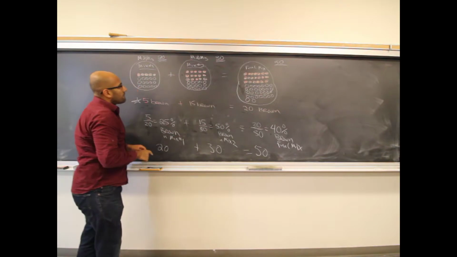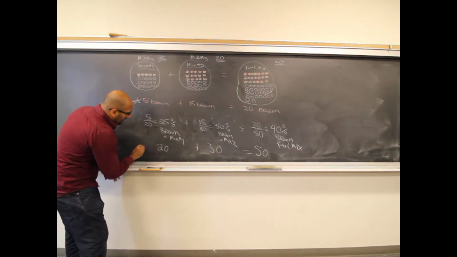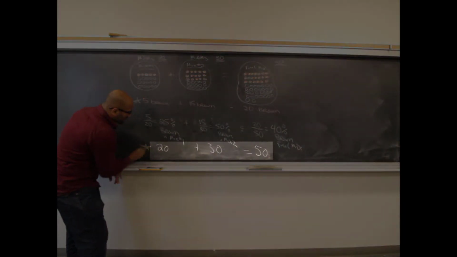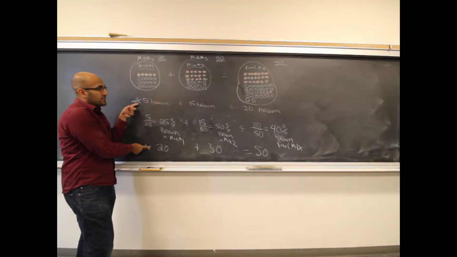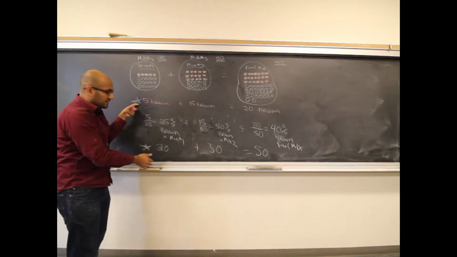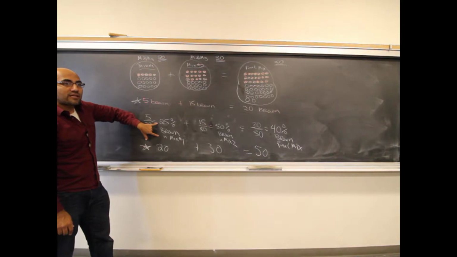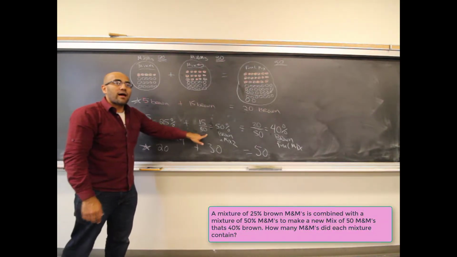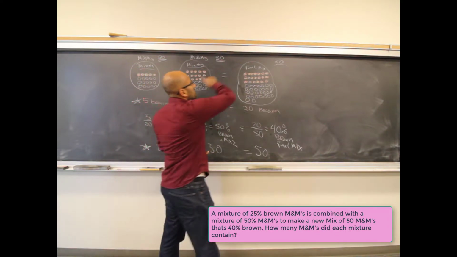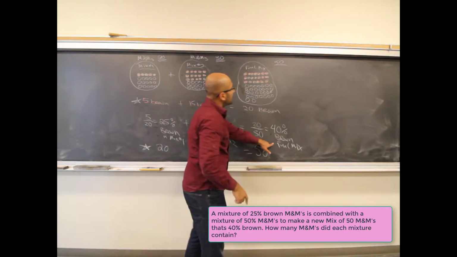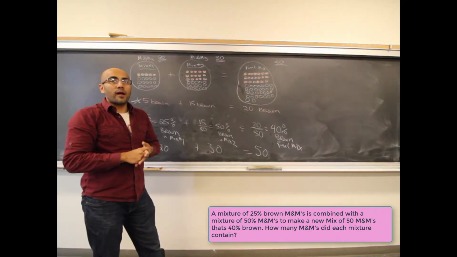So there are various pieces of information that are going to be given to you, and you're going to have to use them to be able to come up with 2 true statements, which are usually these 2 kinds of things. So the word problems are going to say something like, a mixture of 25% brown M&Ms is combined with a mixture of 50% brown M&Ms to make a final mix of 50 M&Ms that's 40% brown. That's the kind of word problem you're going to get.